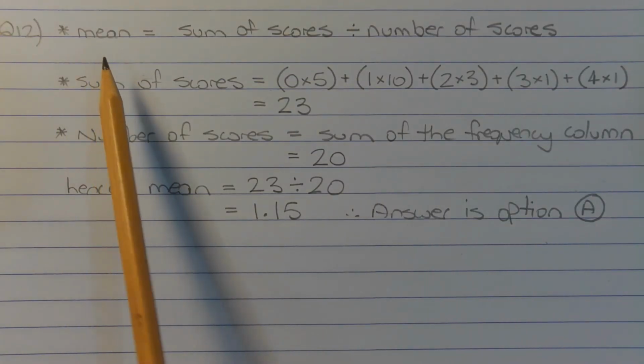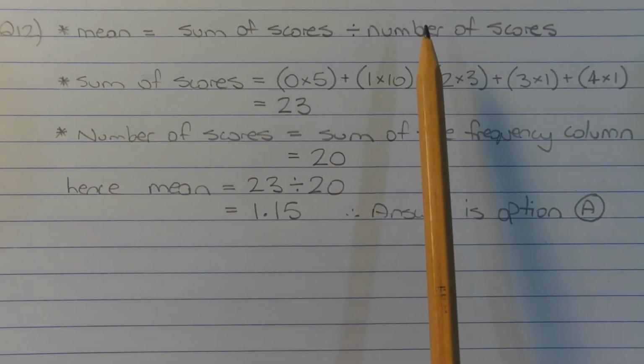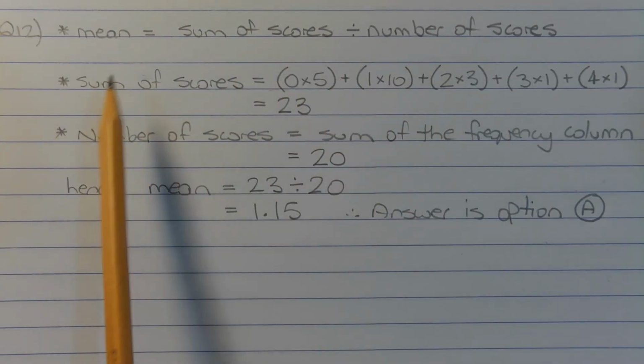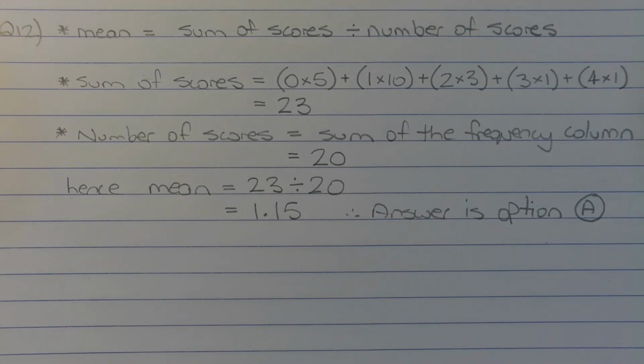The mean is found by dividing the sum of scores by the number of scores. Now, the sum of scores can be found by taking each score, multiplying it by its associated frequency, and then adding all of those together.